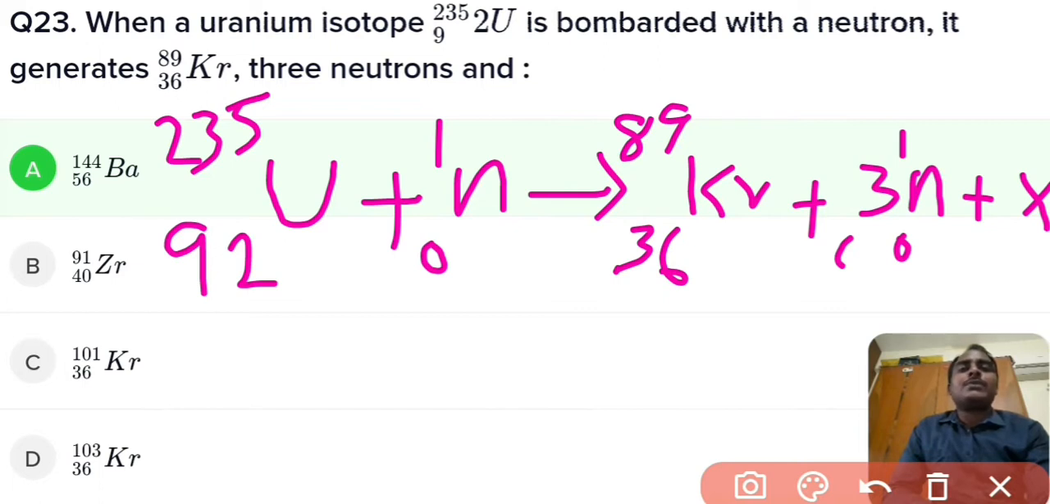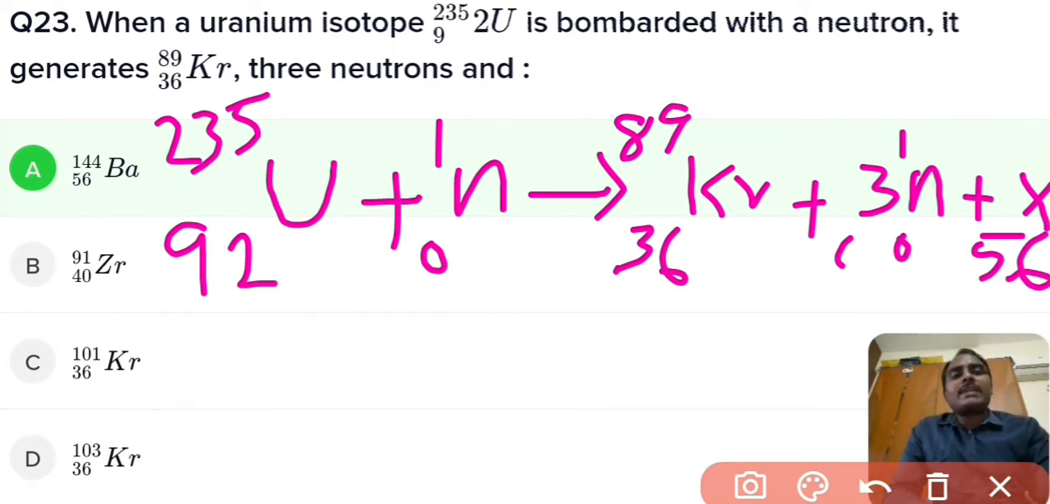The atomic number is 0 for neutron, plus for X, what should be the atomic number? So left side 92, right side also it should be 92. But krypton already has 36, then the X element should have 56. If it has 56, 56 plus 36 is 92. And the mass number for X.